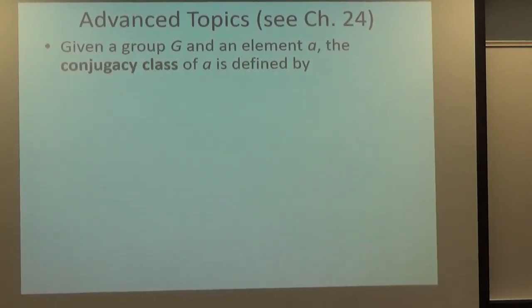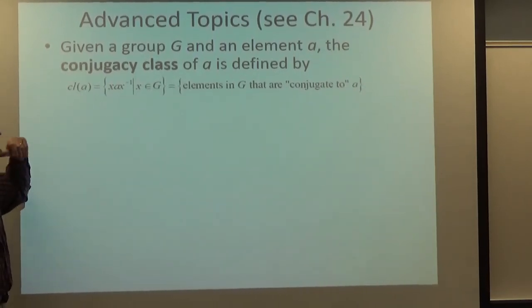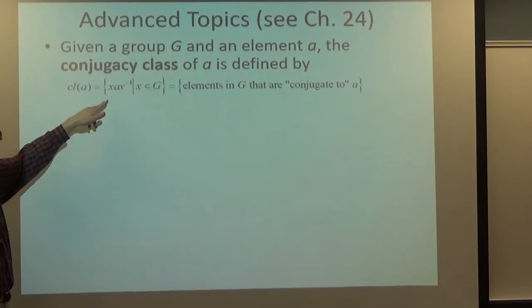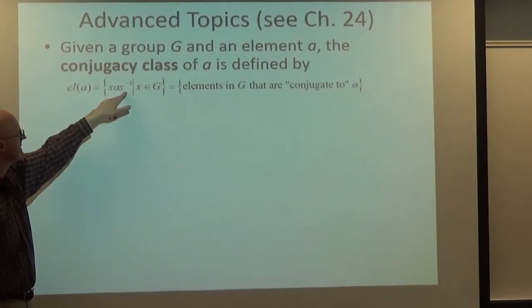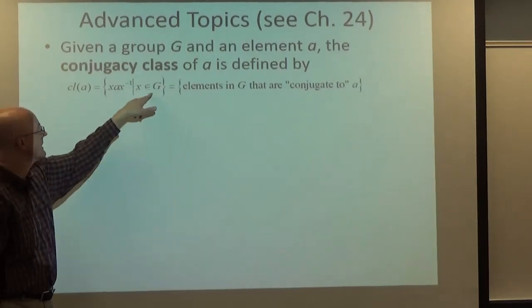Given an element A of a group G, you can create something called the conjugacy class of A by this formula. CLA means class of A. It's the conjugacy class. It's the elements in G that are conjugate to A. What does that mean? It's the set of all elements of this form. We've seen this kind of thing a lot, right? X A, X inverse. X ranges over G.